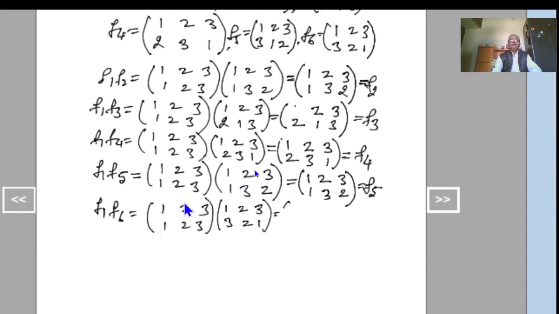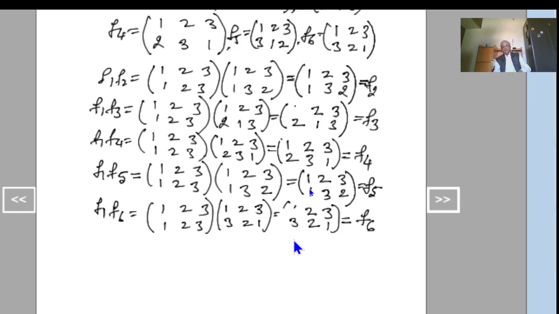One goes to 1, 1 goes to 3. Finally 1 goes to 3. 2 goes to 2. So finally 2 goes to 2. 3 goes to 3, 3 goes to 1. That is 3 to 1. 3 finally goes to 1. This is equal to... Is this equal to F6?